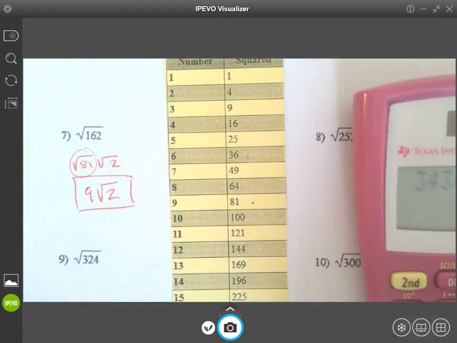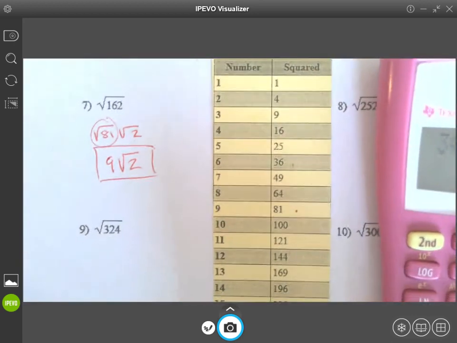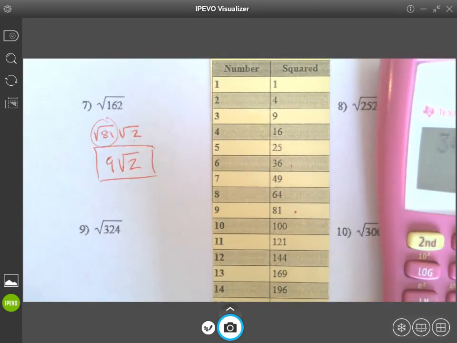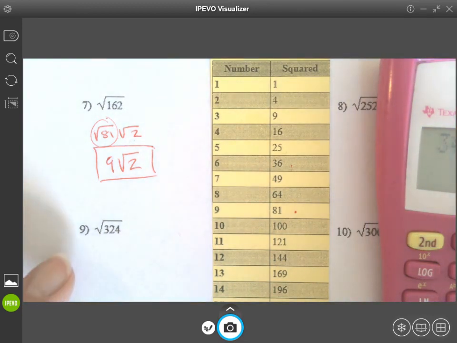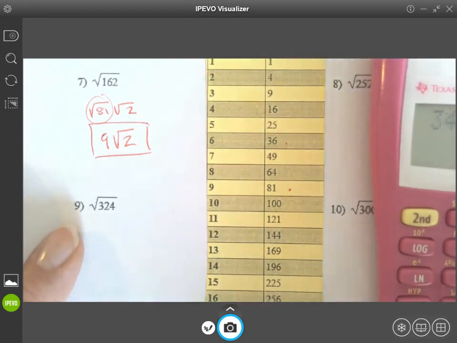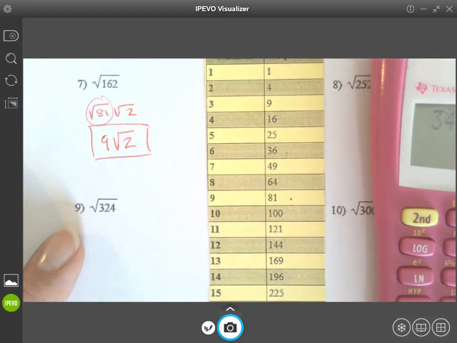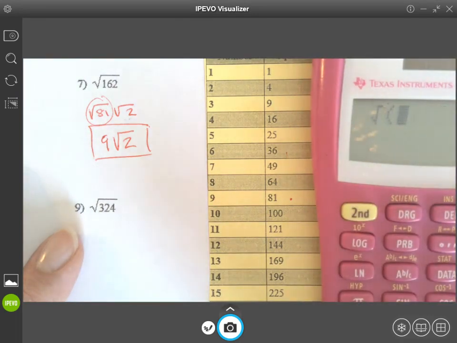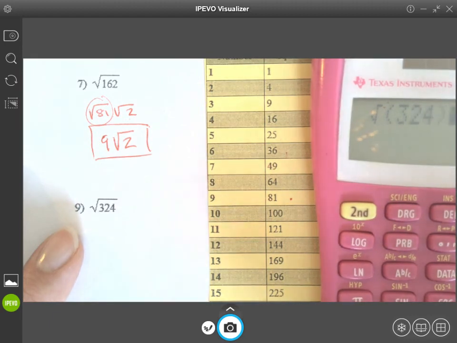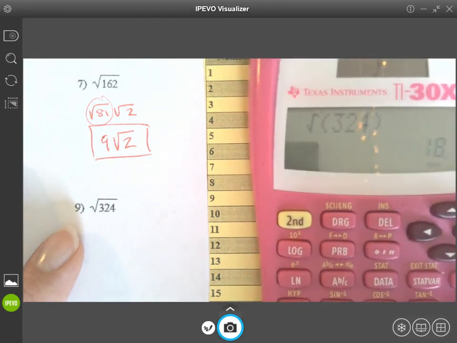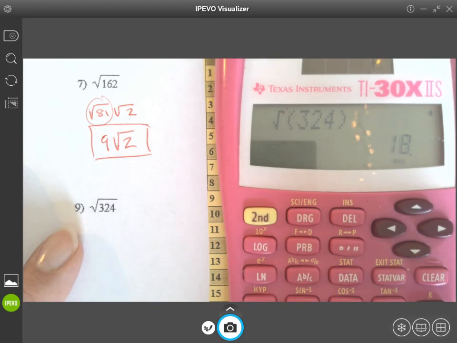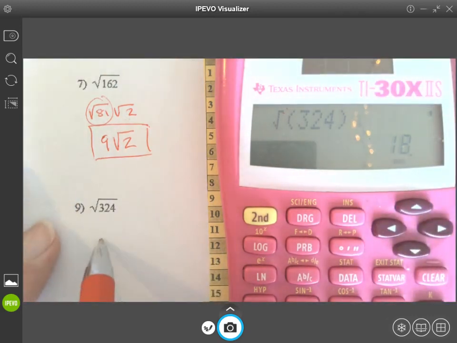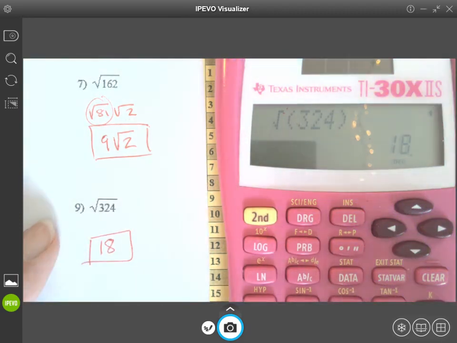All right, give me one more off this side. Number 9. I don't think that's on your list because you might have only gone up to 14. So the first thing I'm going to do with number 9 before I take all this time to try to break it down, it's not on my list, right? It's too big. Is it a perfect square? Square root of 324. 18. So before you go and try to break it down, you should always see if itself is a perfect square.